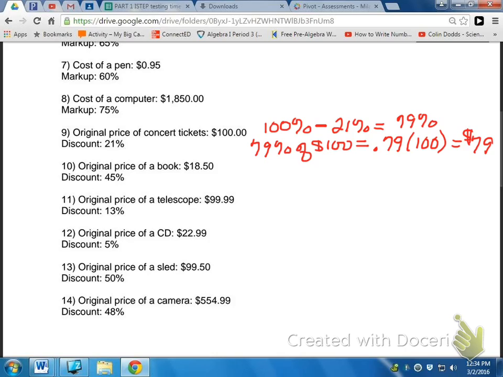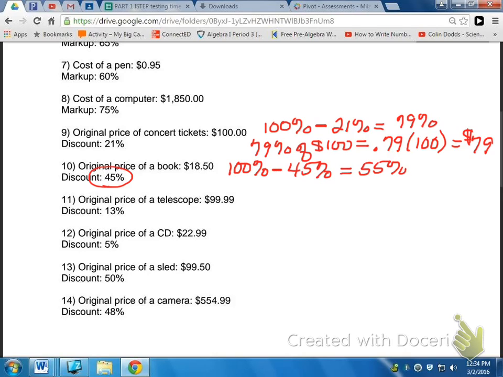So you take away that discounted percentage from 100%, take that percent times the price, and you'll get the sale price of $79. Questions about that? Okay, number 10, the discount is 45%. So I would take 100% minus 45%. Anybody know what percent that is? What percent is that? Matthew?